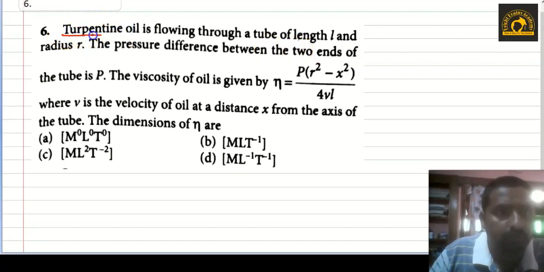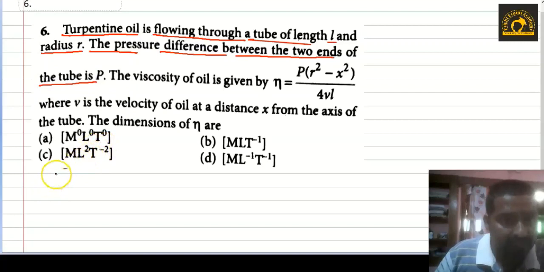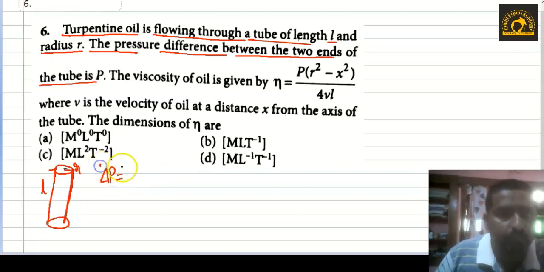So turpentine oil is flowing through a tube of length L and radius R. The pressure difference between the two ends of the tube is P. So let's consider this is the tube. In this tube, L is the length of the tube and R is the radius. The pressure difference between the ends of the tube is P.